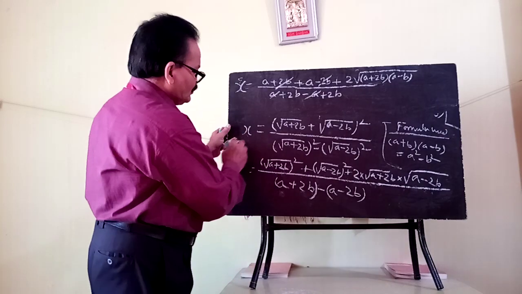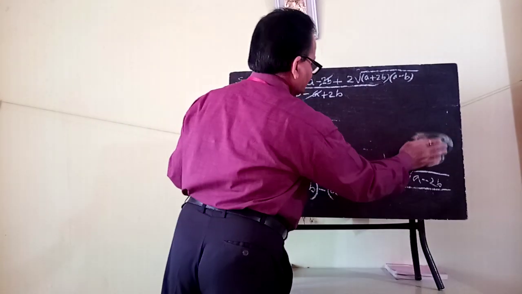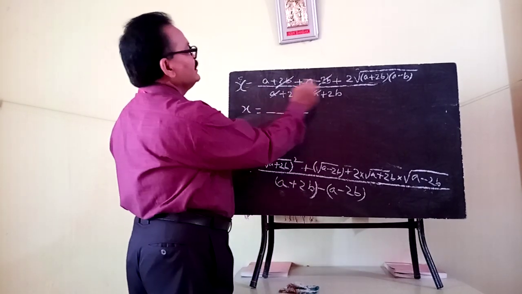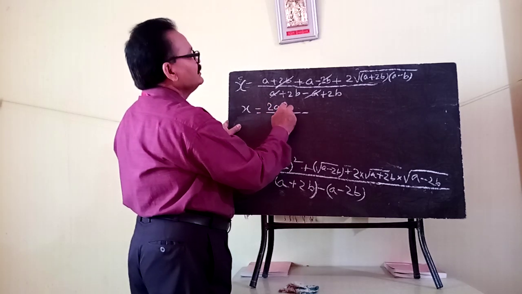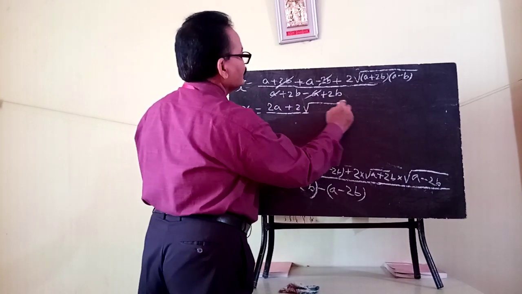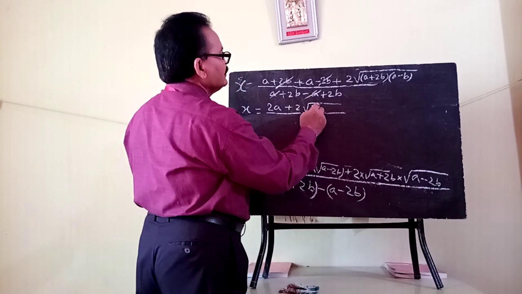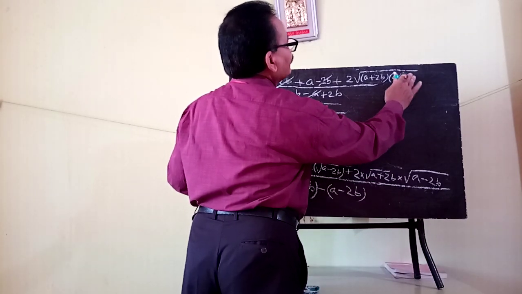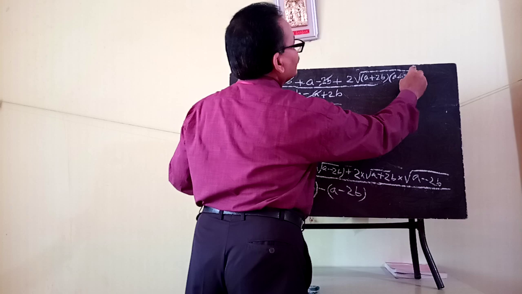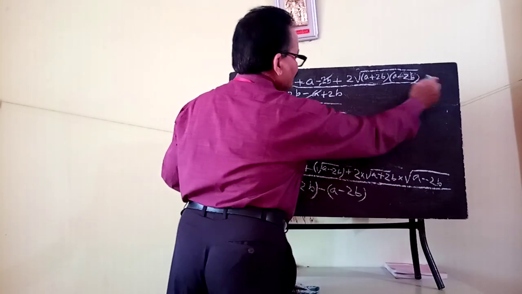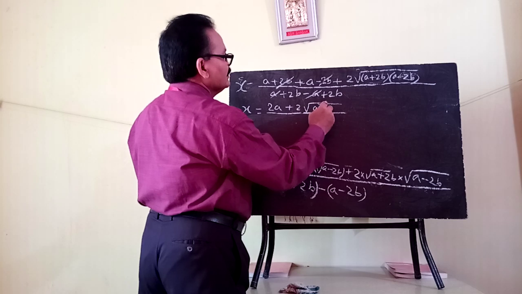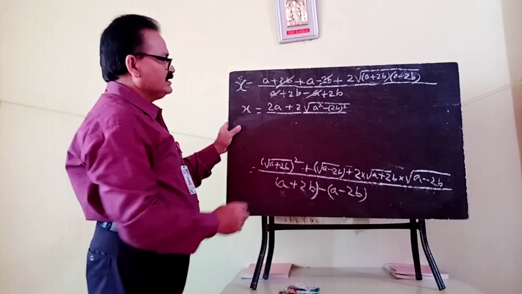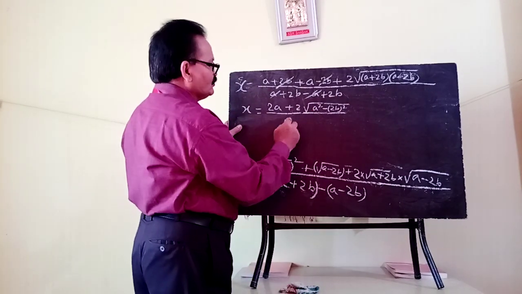Now again I have to remove it. Forgetting the space, you see what will be left? x equals, in the numerator, 2a plus 2 into square root of, in the bracket, (a plus 2b) into (a minus 2b). This is your 2b, a minus 2b. So what will happen? This will be a square minus 2b square. And in the denominator, 2b plus 2b is your 4b.